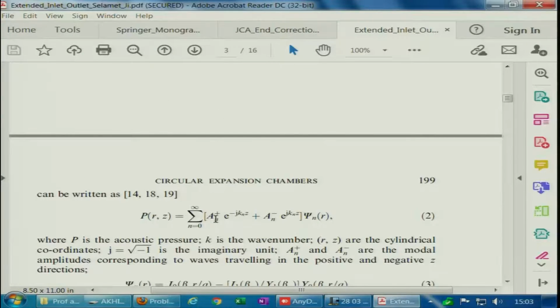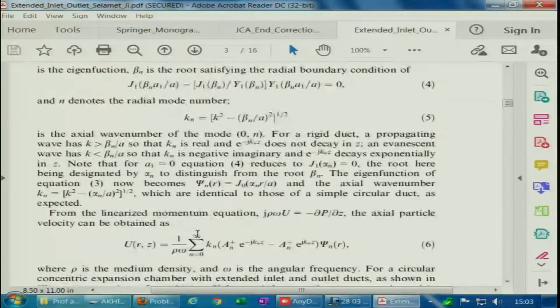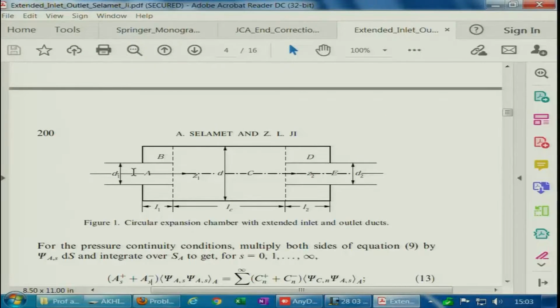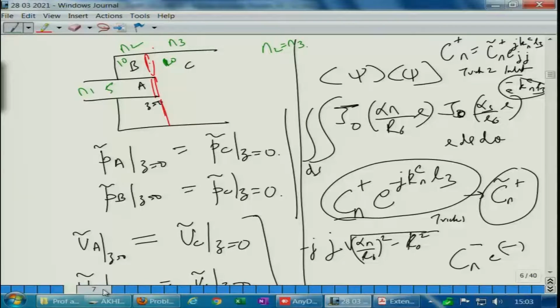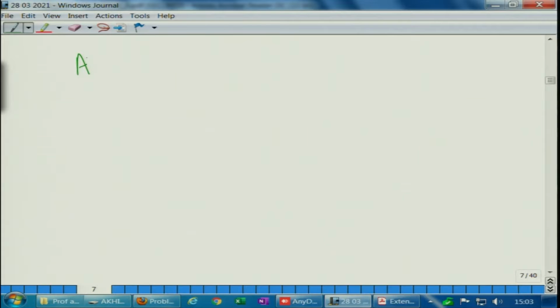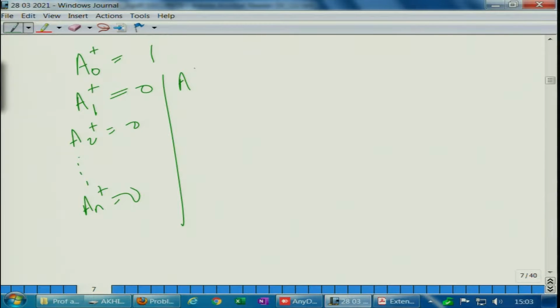So, n equal to 0 will give you the planar wave mode, and there will be no excitation in the inlet port from the higher modes. Let me mention this point a bit more clearly. A0 plus is assumed to be unity, A1 plus is 0, A2 plus is 0, and so on, A n plus is 0. But at the same time A1 minus we do not know, this cannot be 0. Similarly A2 minus; these are reflected wave coefficients, and we need to solve for them.